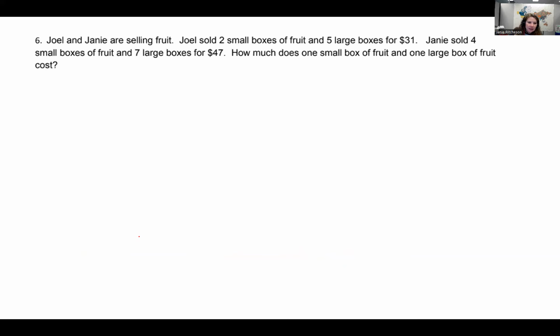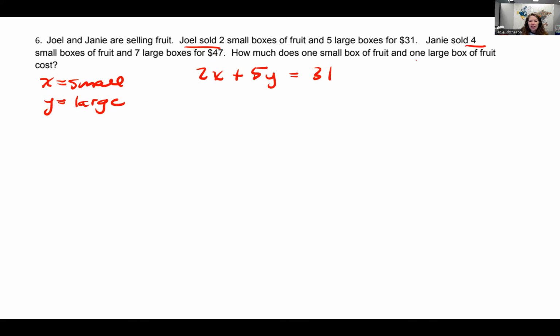All righty. All right, guys, we're almost done. 2 more. All right, so number 6, we have 2 small boxes and 5. So we're going to let x equal the small boxes and y equal large boxes. So the first one, we have 2 small boxes plus 5 large boxes equals 31. And then Janie sold 4 small boxes plus 7 large boxes equals 47.